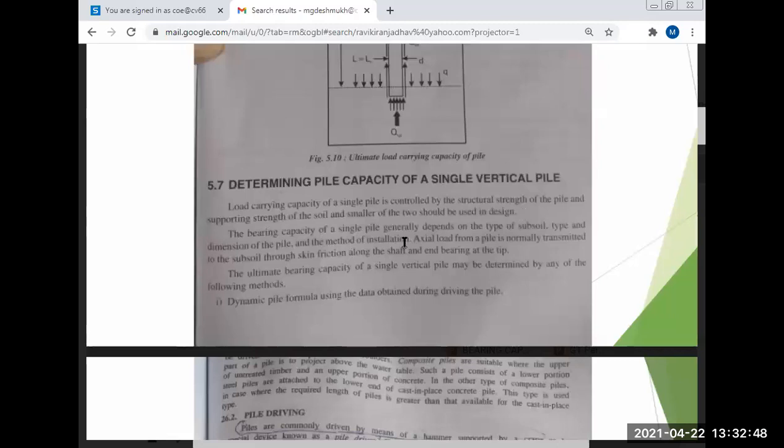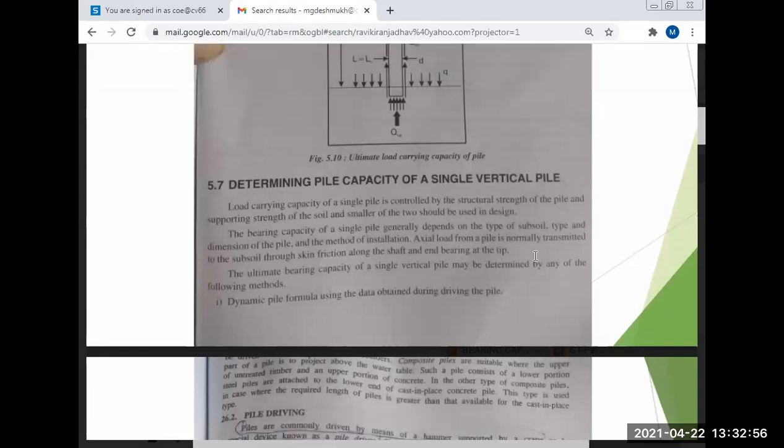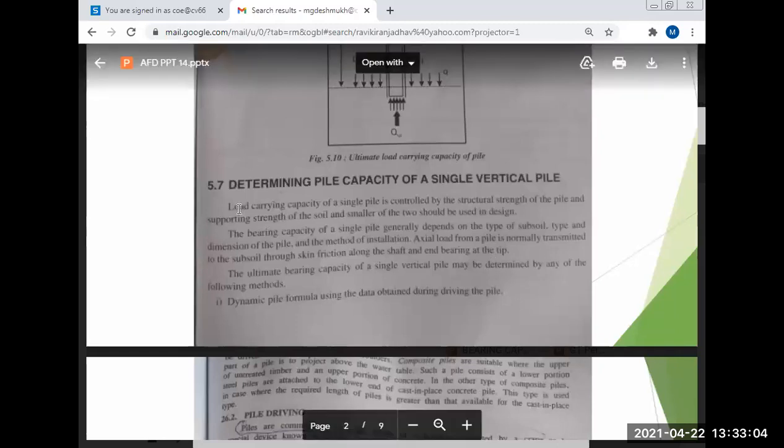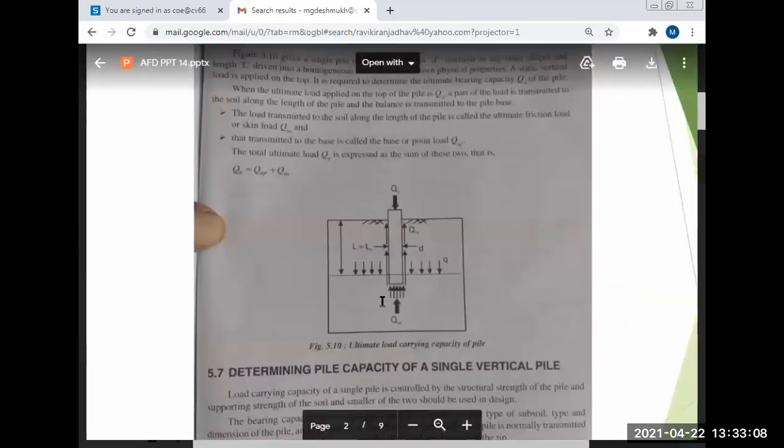The bearing capacity of a single pile generally depends on the type of subsoil, the type and dimension of the pile, and the method of installation, which I have already told you. Axial load on a pile is normally transmitted by skin friction along the shaft and end bearing at the tip. You already know this. End bearing is at the tip, and skin friction is along the sides. Okay, so nothing new here.